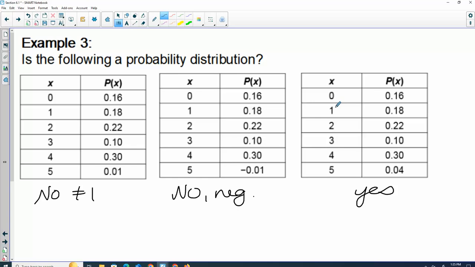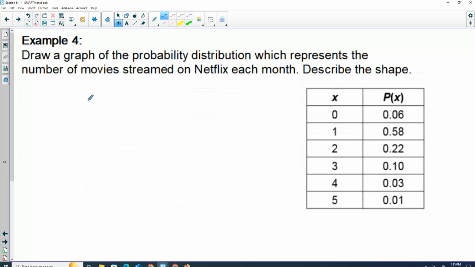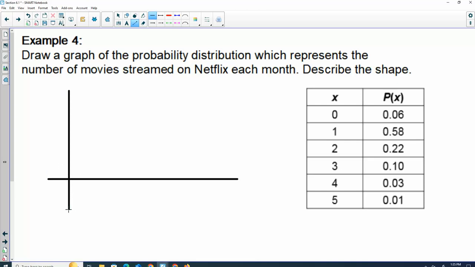Okay, we could graph probability distributions. The only reason we would probably draw a graph is if we were trying to decide the shape. Remember our skewed left, skewed right, and symmetric. If I asked you to graph this one, I didn't really specify what kind of graph to draw, so we could do whatever we wanted. You can make a histogram. We could even do just a real basic graph, like draw a line up to the value, whatever you like.